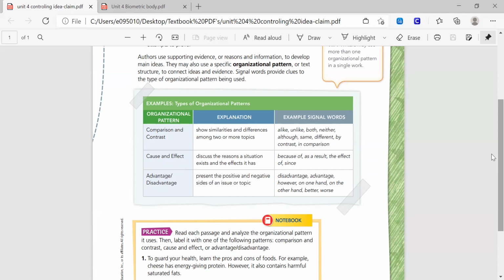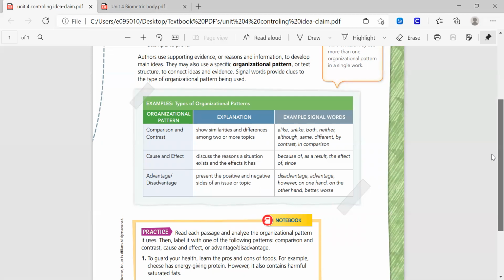And then the advantage, disadvantage organizational pattern. This presents the positive and negative sides to an issue or topic. And some example signal words would be disadvantage, advantage, however, on one hand, on the other hand, better, worse.